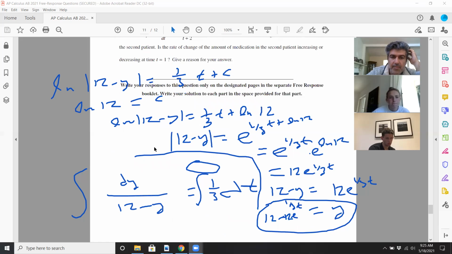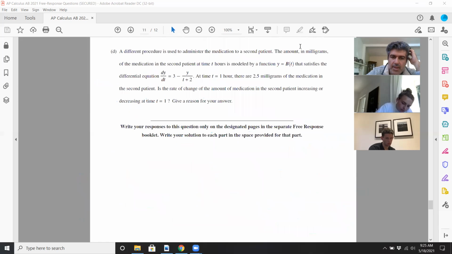All right, last one. Let's do part D. Part D is saying the different procedures used to administer the medication to a second patient. The amount satisfies the following differential equation. At t equals 1, there are 2.5 milligrams of medication in the second patient. Is there any change in the amount of medication in the second patient, increasing or decreasing, at t equals 1?